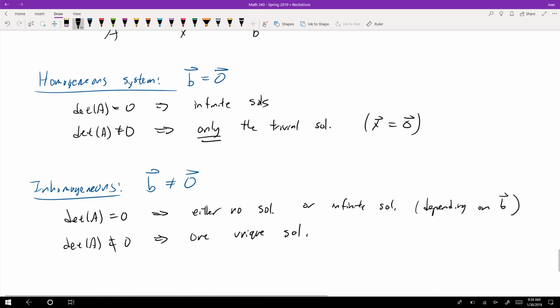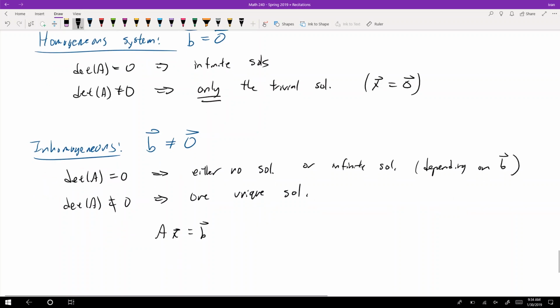The reason there's one unique solution is, I have AX equals B. Determinant of A not being 0 means I can invert it. So I multiply both sides by the inverse, and you see that X is equal to A inverse times B. This was shown on your recitation homework for this week. Any questions?